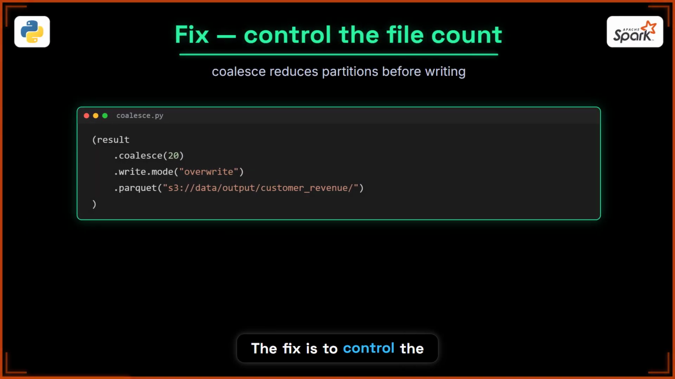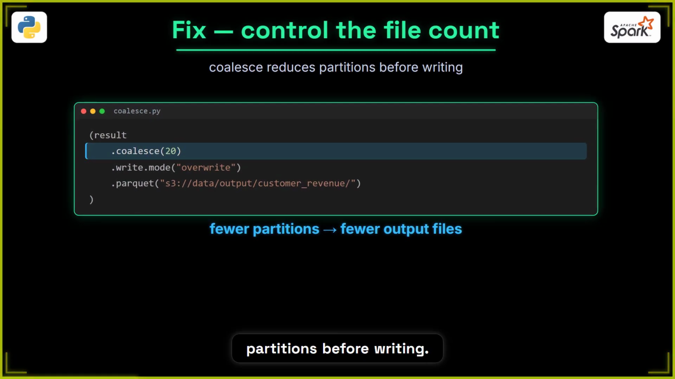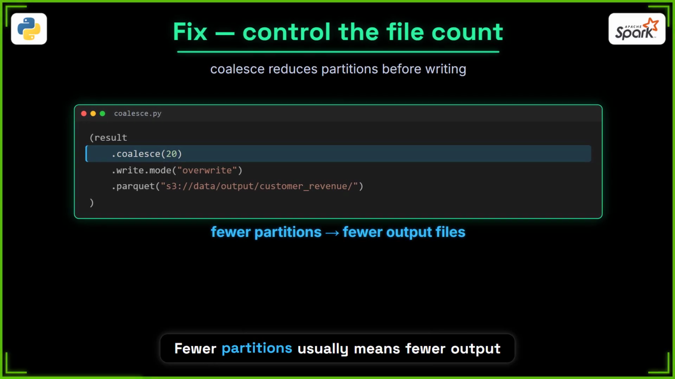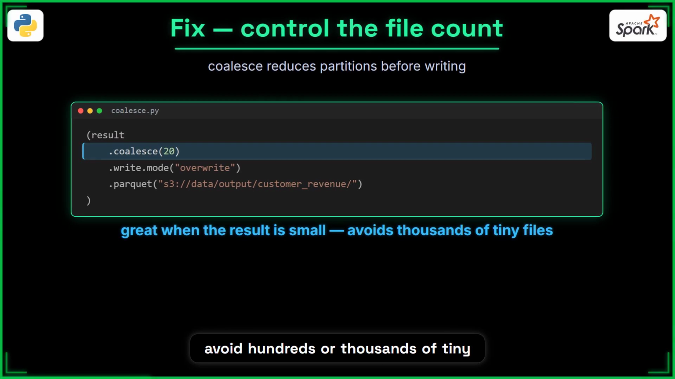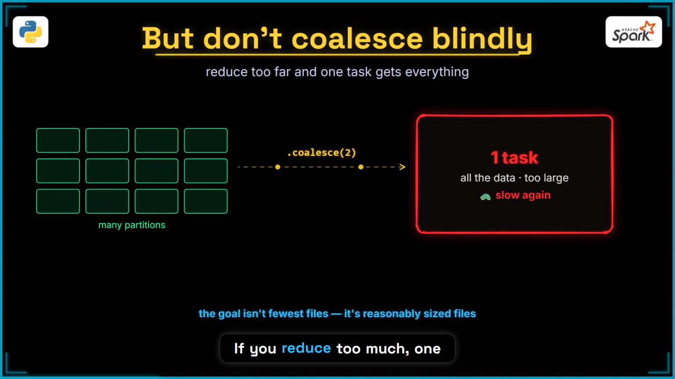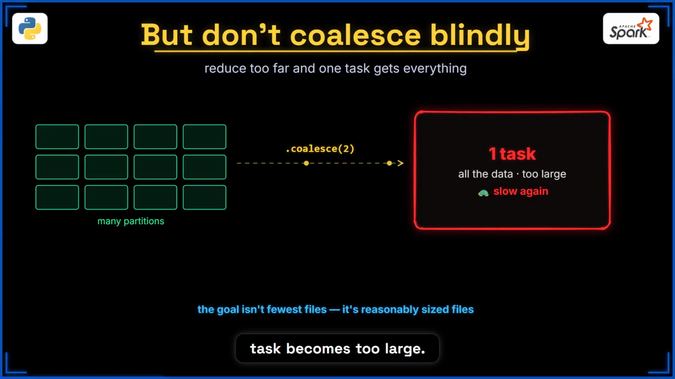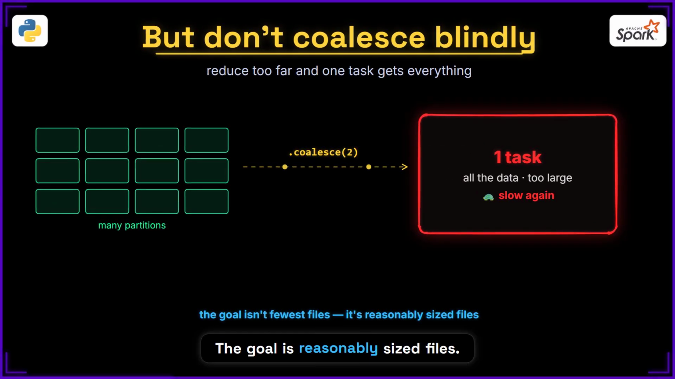Here, the fix is to control the number of output files. And for that, we use coalesce, and coalesce reduces the number of partitions before writing. Fewer partitions usually means fewer output files. This helps when the result is small enough and you want to avoid hundreds or thousands of tiny files. But do not coalesce blindly. If you reduce too much, one task becomes too large. Then the write becomes slow again. The goal is not the fewest files. The goal is reasonably sized files.